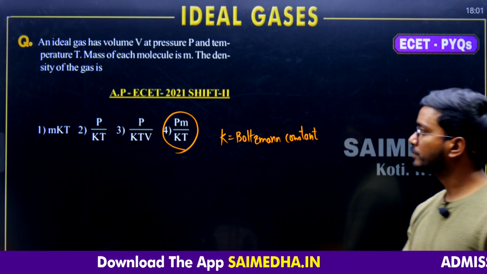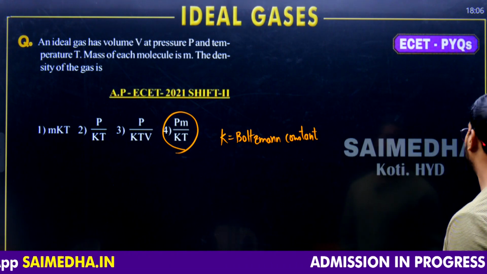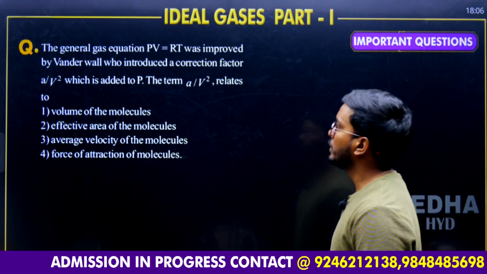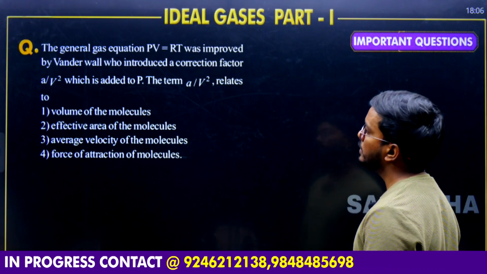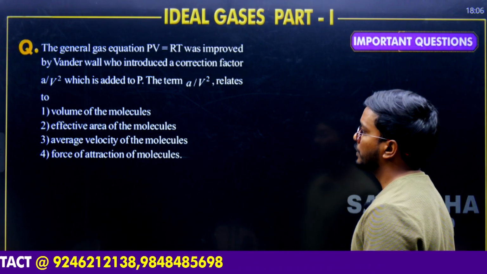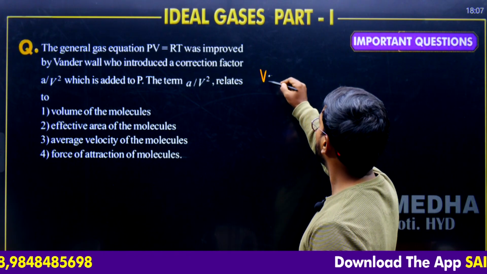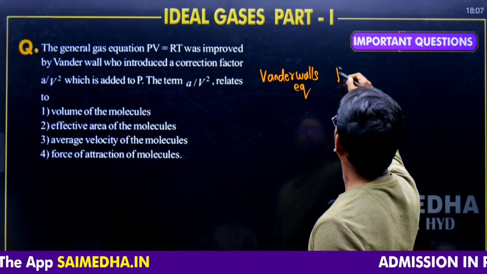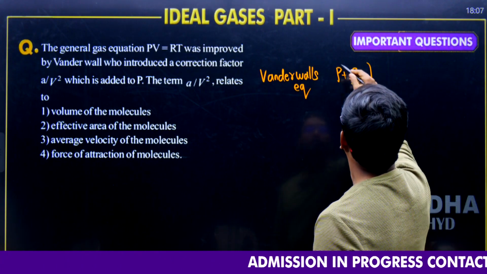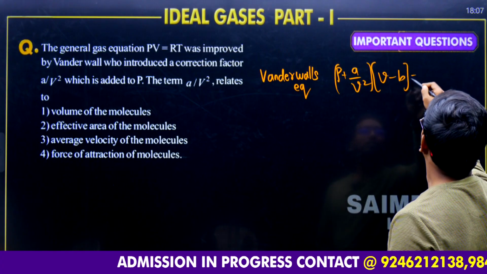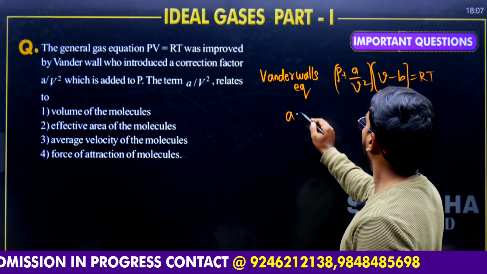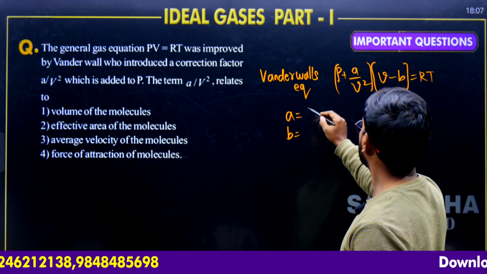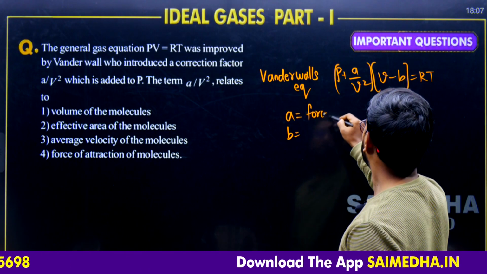Go through it once. Now let's move on to some important expected questions for the ECET examination. Question number 1. The general gas equation PV equal to RT was improvised by the van der Waals equation. First of all, let me give you the van der Waals equation: P plus A by V square into V minus B is equal to RT, where A and B represent the force of attraction between the molecules.